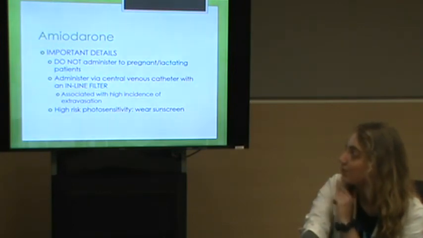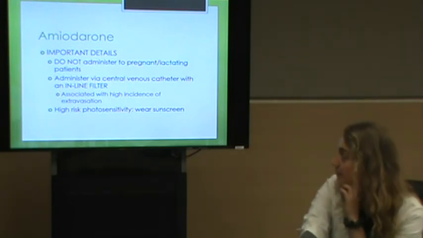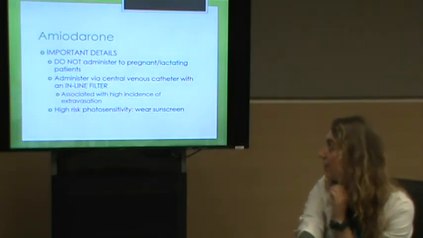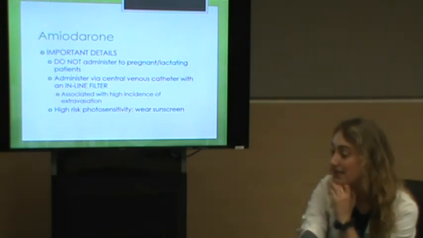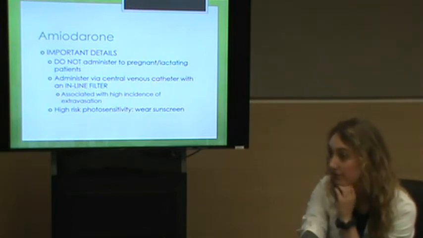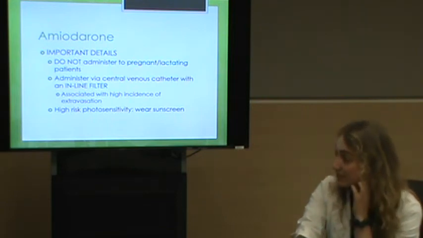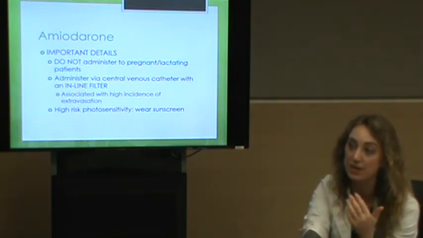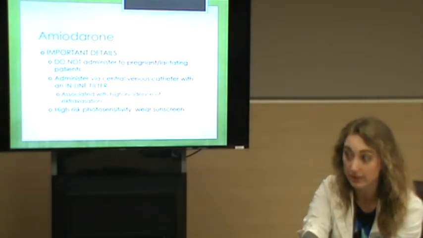It is crucial to remember that you cannot give amiodarone to someone if they are pregnant or breastfeeding, and it needs to be administered with an inline filter. The reason for that is it's associated with a high incidence of extravasation, and extravasation of amiodarone typically results in phlebitis. So we like to avoid that if at all possible. It also is associated with a high risk of photosensitivity, so if we get a patient started on amiodarone here and now we're sending them home, make sure they know to wear sunscreen if they go outside.